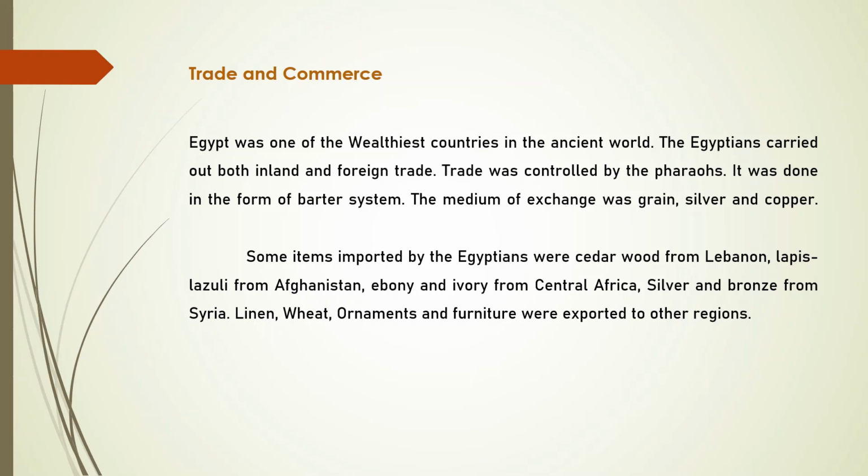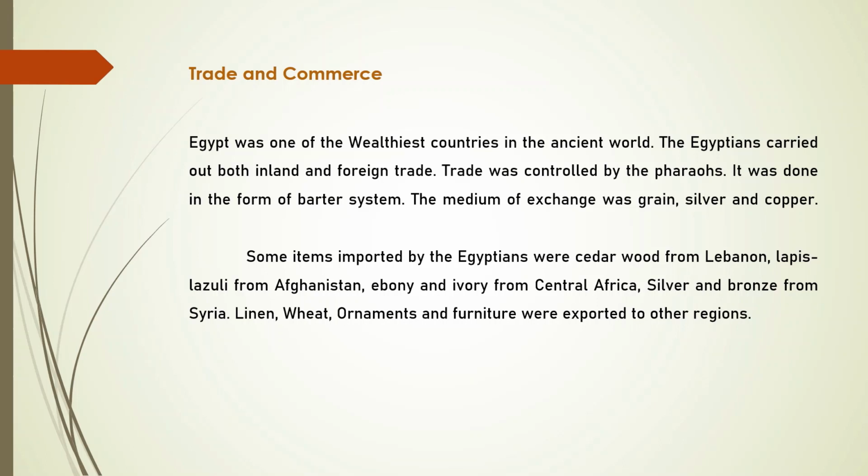Now, trade and commerce. Egypt was one of the wealthiest countries in the ancient world. The Egyptians carried out both inland and foreign trade. Trade was controlled by the pharaohs. It was done in the form of barter system. The medium of exchange was grain, silver, and copper.